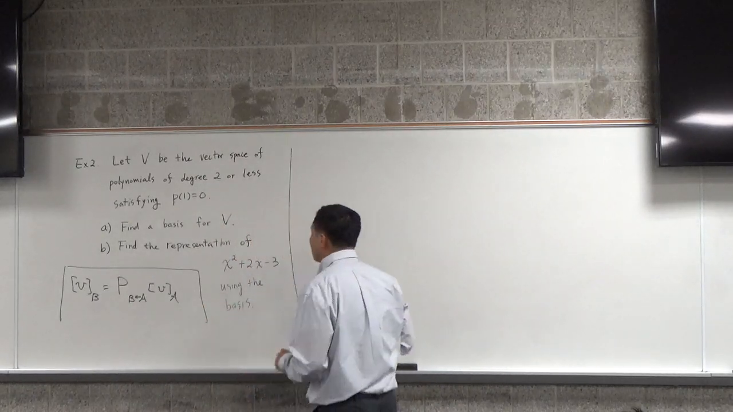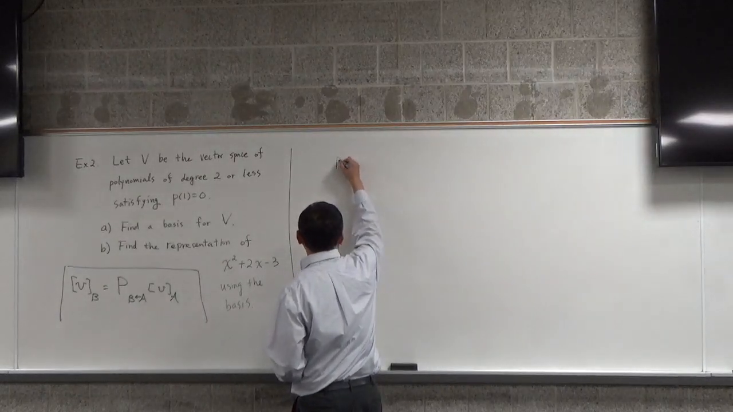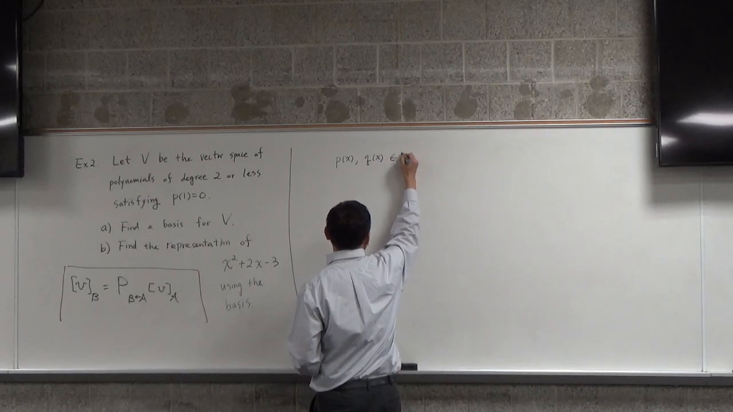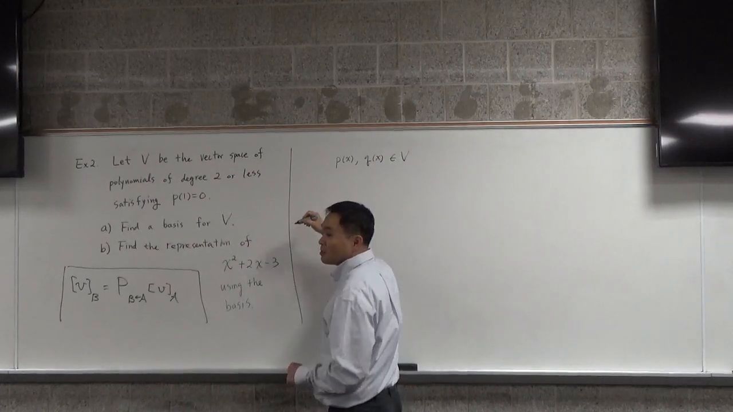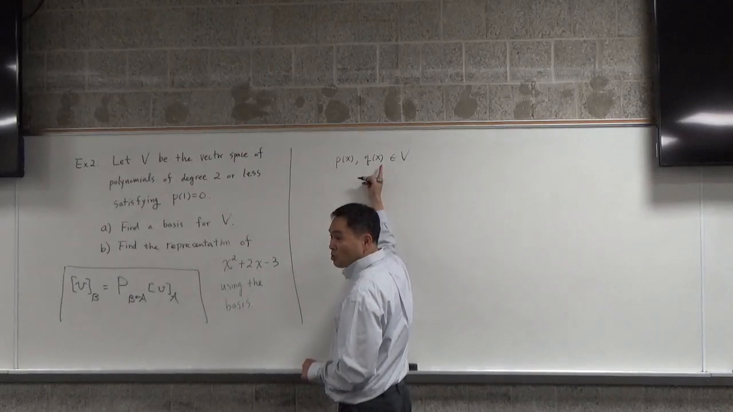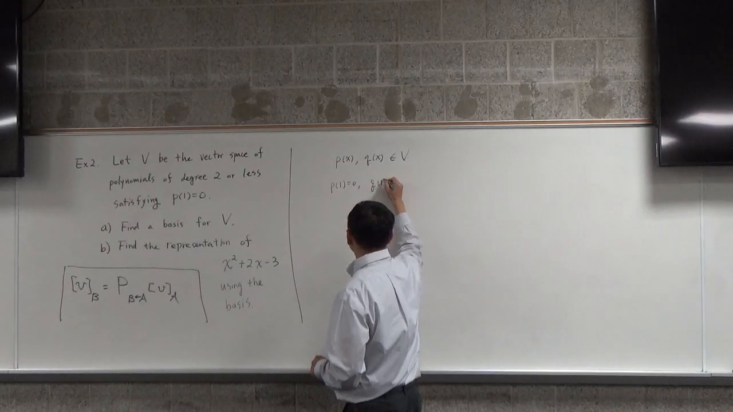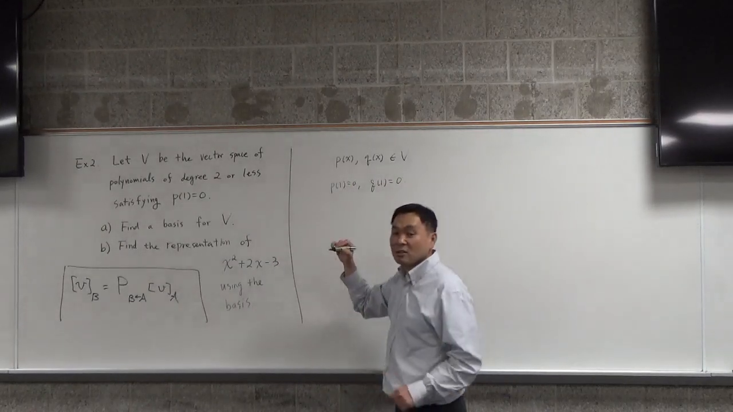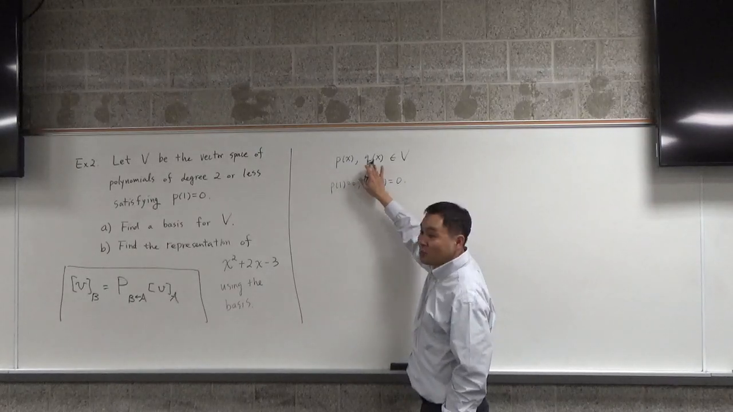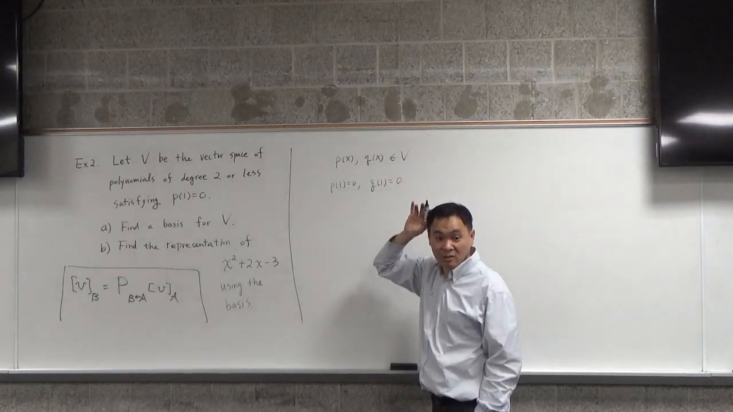So for example, if you have two polynomials that belong in V, then what does that mean? These are degree 2 or less polynomials with the condition that P of 1 is 0 and Q of 1 is 0, right? The question is, is this closed under addition of these vectors and scalar multiplication?